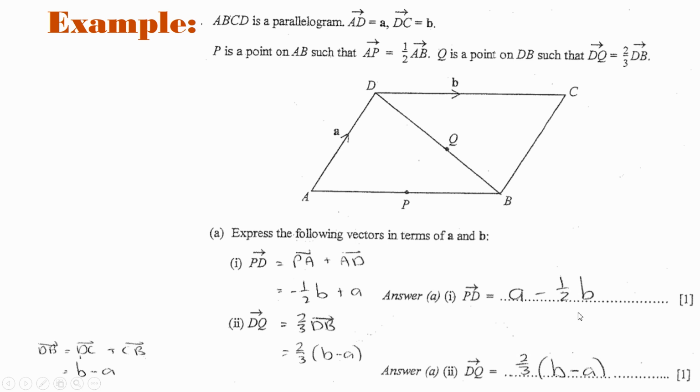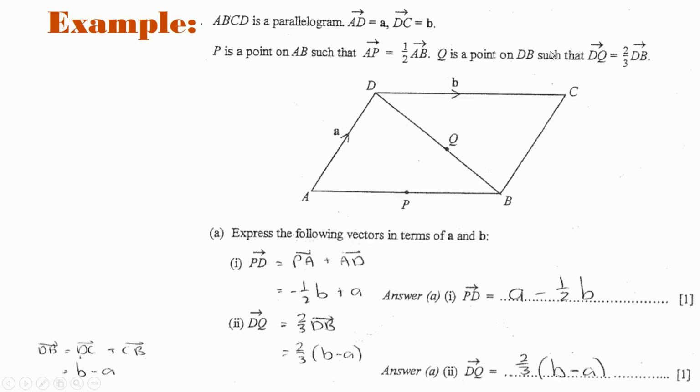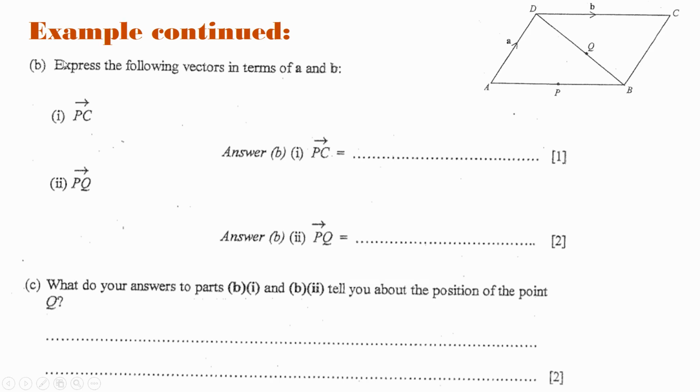That example is being continued, so I've drawn the picture up here again. It's still the same question as before, just part B. Express the following vectors in terms of A and B. PC this time. PC is pretty easy because we could just go across. That's one way we can do it. I just chose the easiest path because we know that that's a half B, and we know that that's plus A. So PB plus BC is a half B plus A. That's easy enough. And then PQ.